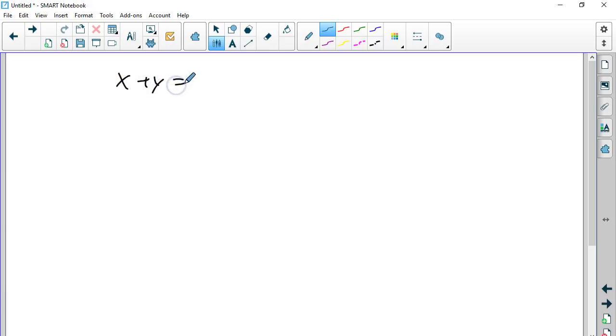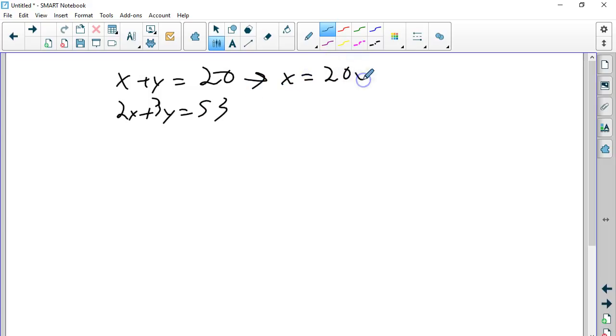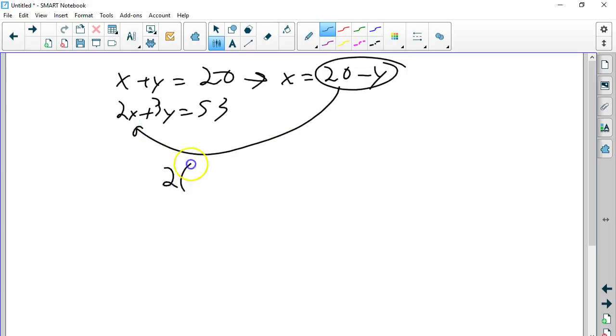So x plus y, again, equals 20, and 2x plus 3y equals 53. I'm going to solve this one. You pick x or y. It makes no difference. X equals 20 minus y. I'm going to take this and plug it in here for x. 2 times 20 minus y plus 3y equals 53.